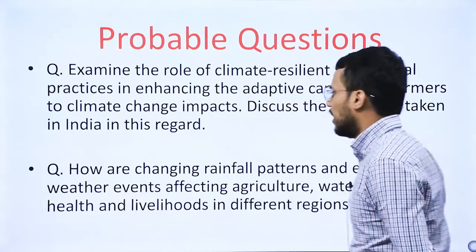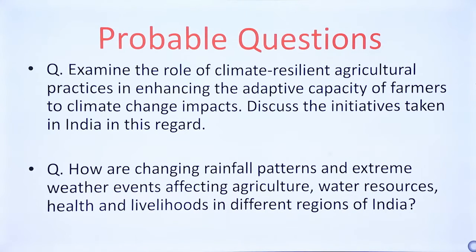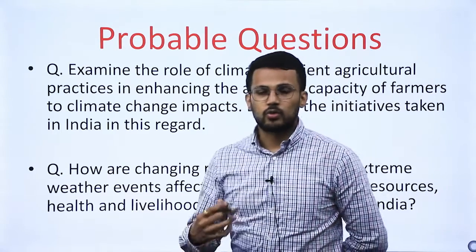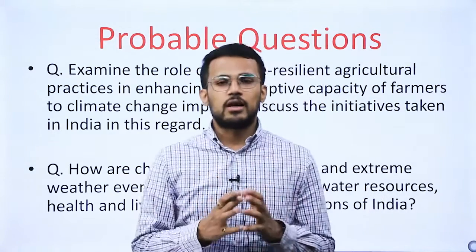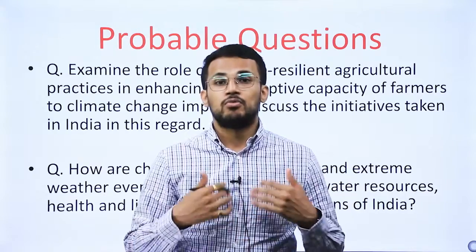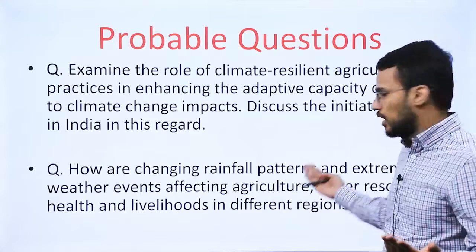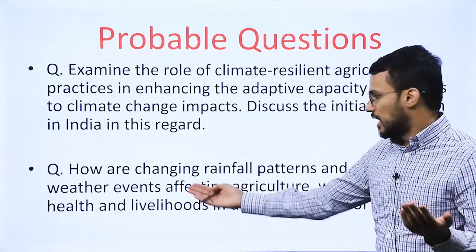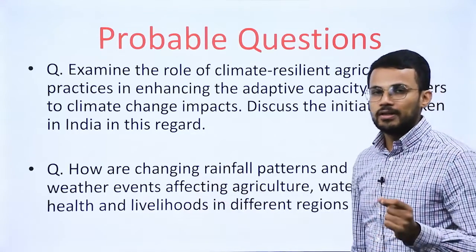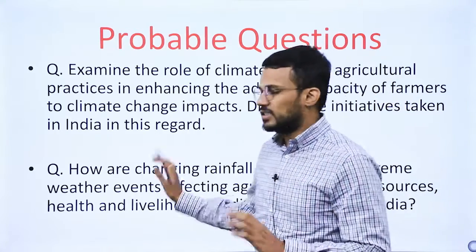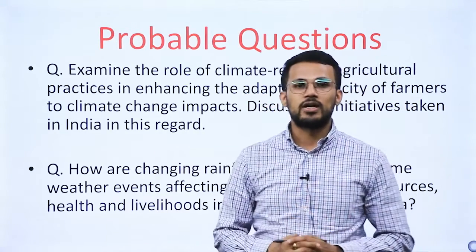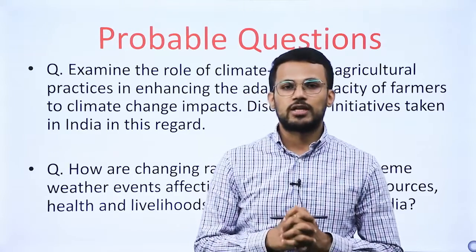In the second question: how are changing rainfall patterns and extreme weather events affecting agriculture, water resources, health and livelihoods in different regions of India? So here the question is asking you to write about the impact of climate change on various aspects of our life. For example, impact on agriculture, water resources, health and livelihood of people in different parts of India. So these are two probable questions that you can try based on the previous year question that we have discussed.